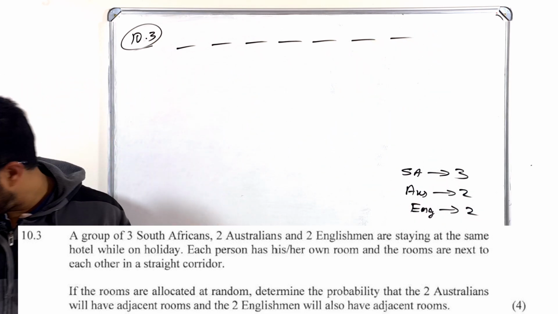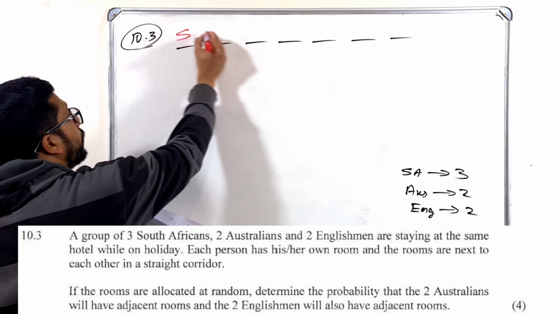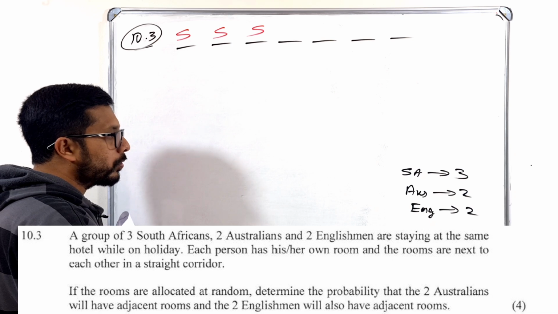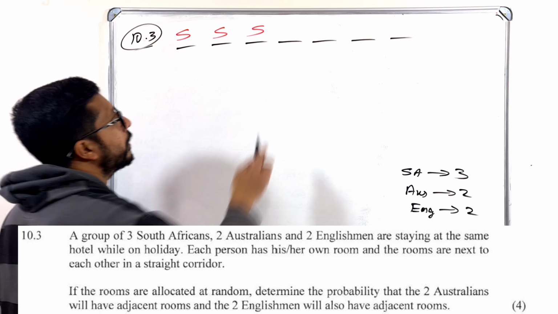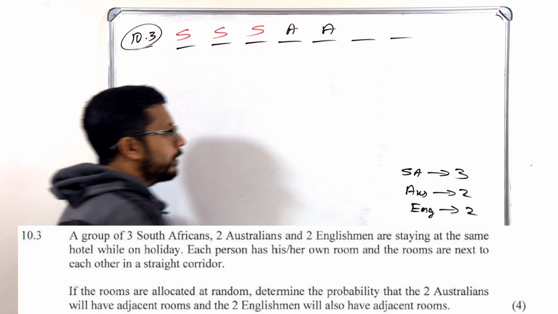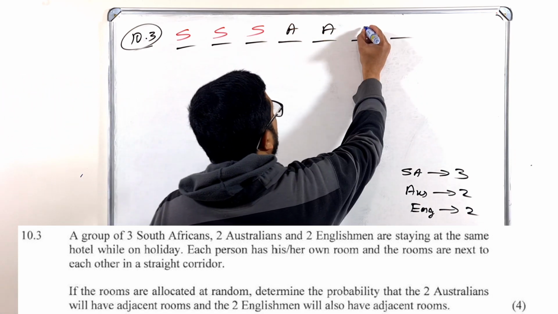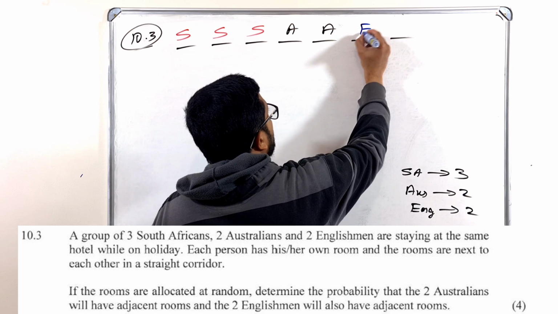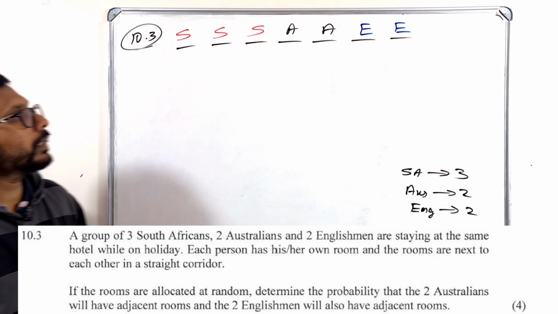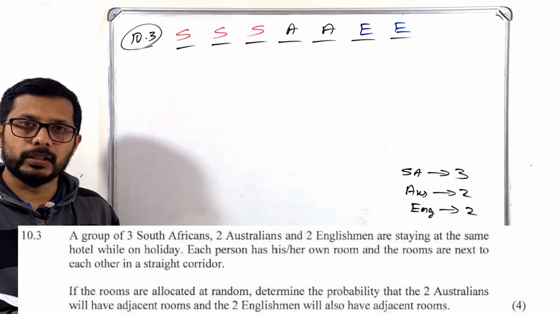How many South Africans are there? 3 South Africans: South African, South African, South African. And how many Australians are there? 2 Australians. And how many English people are there? 2 English people. So there are 3 South Africans, 2 Australians, and 2 English people.